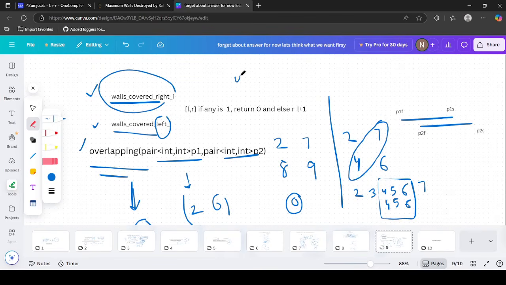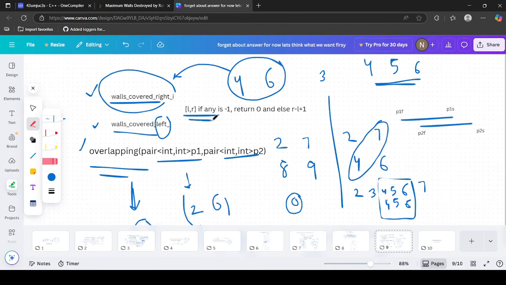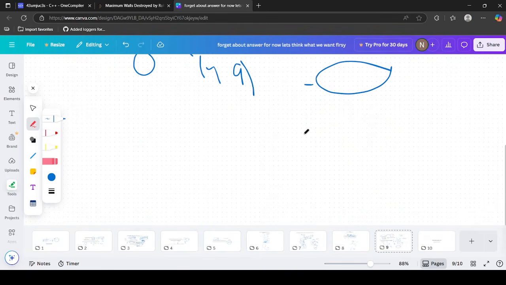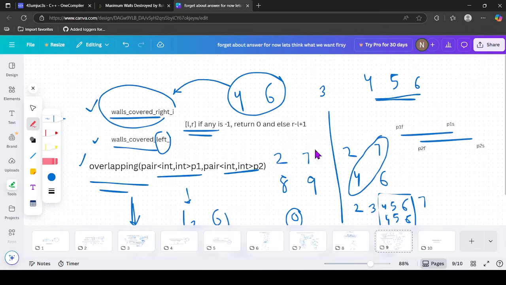So walls covered right, what it means, for example, we have 4 and 6. If this is the pair parameter to this function, we have to return 3, because 4, 5, 6 are the 3 indices that are walls, and these are destroyed by the present firing. So if any of it is -1, why -1? Because there may be a case where a wall is not destroyed by any robot. So we are initializing both by -1, which indicates that the robot is useless because it cannot fire in any direction and it cannot affect anyone. So if any of it is -1, then there is no meaning of covering the walls, because even though we are firing this, there is no use because there are no walls affected.